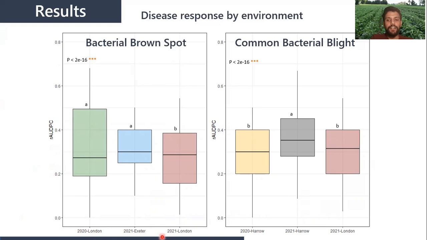For brown spot, the average in 2021 London was lower than the other environments, and for common blight, the mean for Harrow in 2021 was higher than the others.